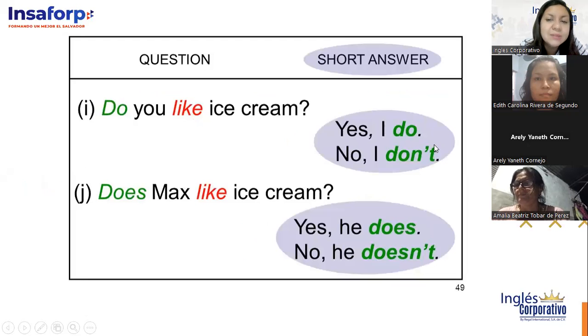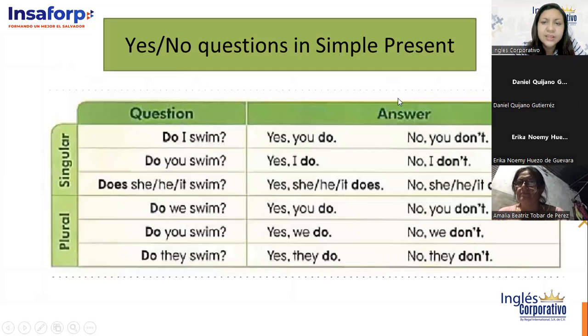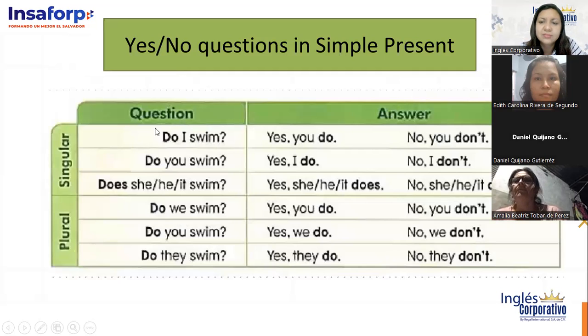Okay, vamos a ver otro ejemplo. Do you like ice cream? Yes, I do. No, I don't. Okay, does Max like ice cream? Yes, he does. Cuando pregunto con do, la respuesta va con do or not. Cuando pregunto con does, la respuesta va a ser con does or doesn't. Okay? Y aquí podemos verlo ya todo completo.